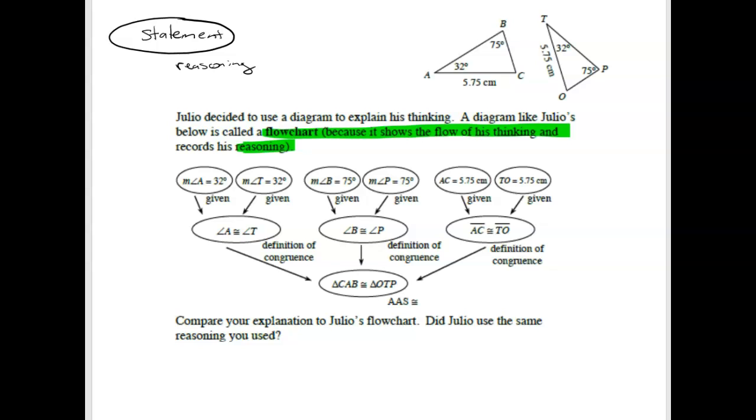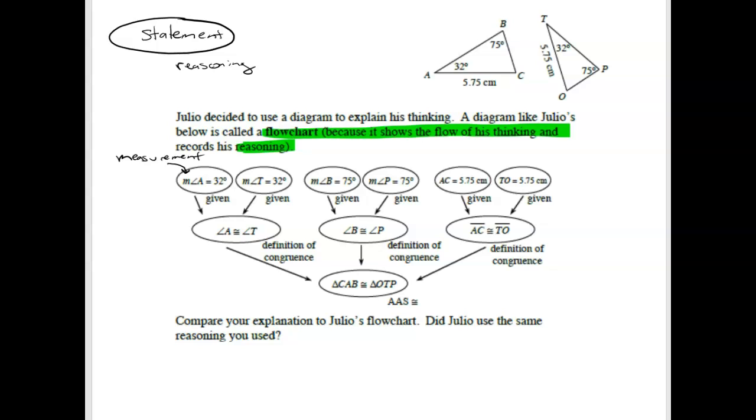So notice here we say the measurement of angle A is equal to 32 degrees because that was given information. We were told what that angle was. The measurement of angle T is 32 degrees. Again, we're looking over here on the second triangle, and that is given information. These 2 bubbles are going to lead us to this bubble right here where we get to say angle A is congruent to angle T. Why? Definition of congruence. When things are equal to each other, that means that they are congruent, right? And again, remember that M stands for measurement, so I'll put that down right there.